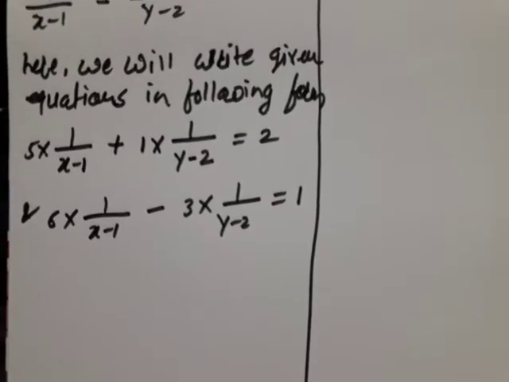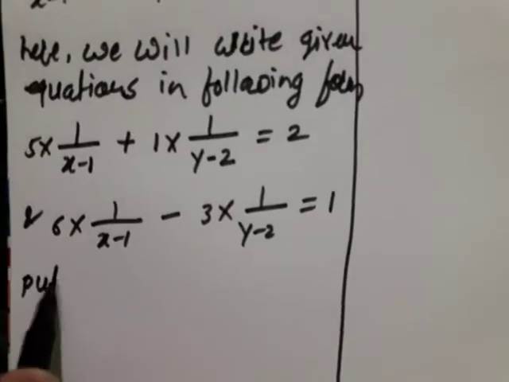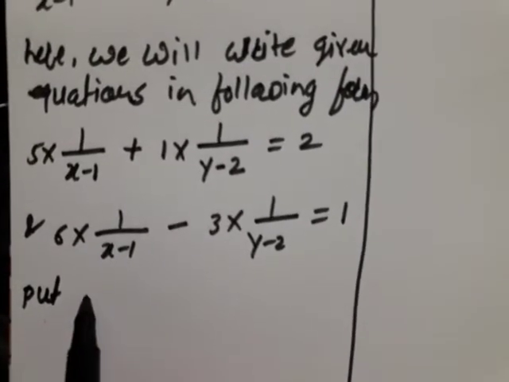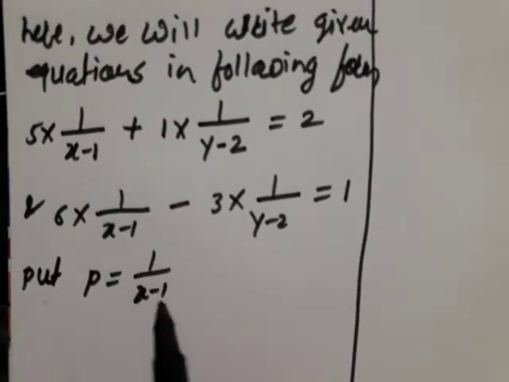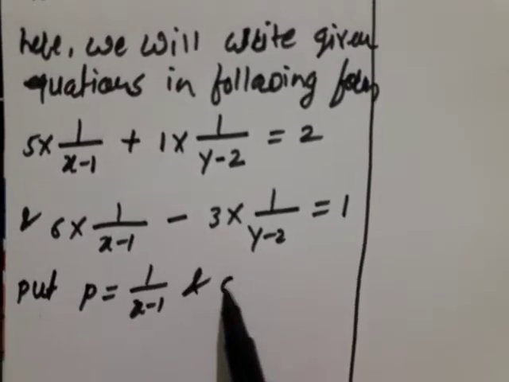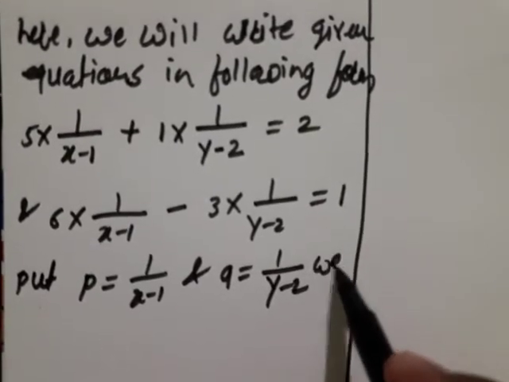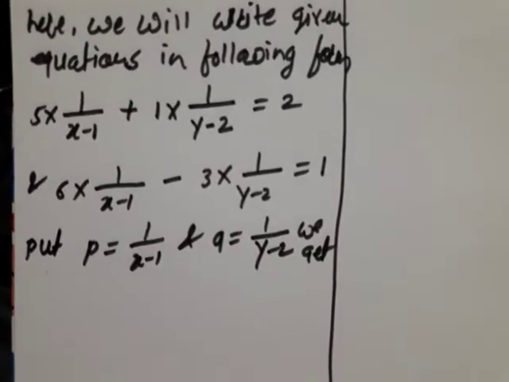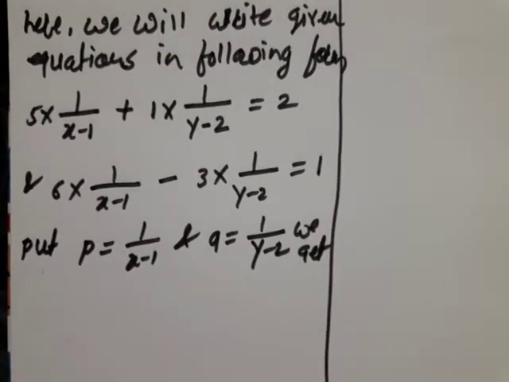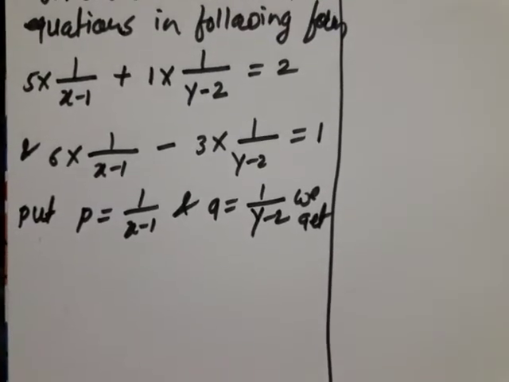Now look here, we will start. Put, what is our next step? Put, we will take variable p. p is equal to 1 upon x minus 1 and q is equal to 1 upon y minus 2. We get, do you understand what is written? p is equal to 1 upon x minus 1 and q is equal to 1 upon y minus 2.